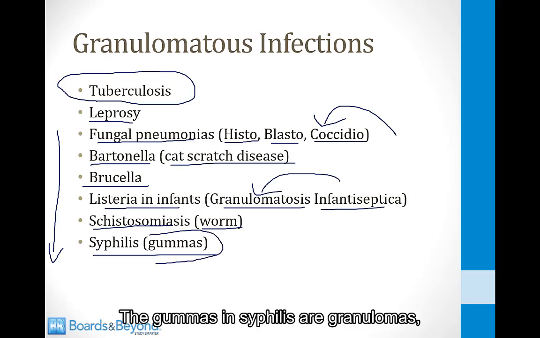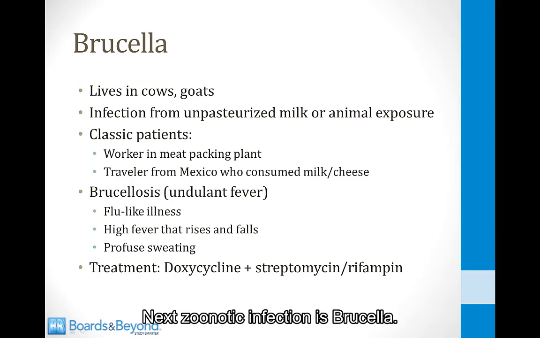The gummas in syphilis are granulomas that are formed throughout the body. Next zoonotic infection is brucella.